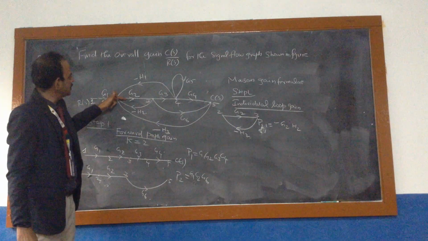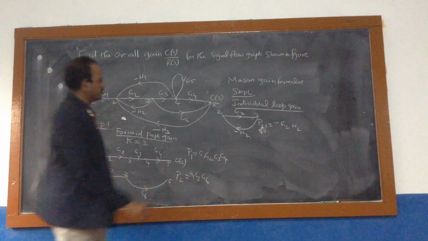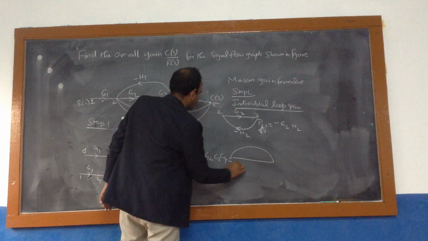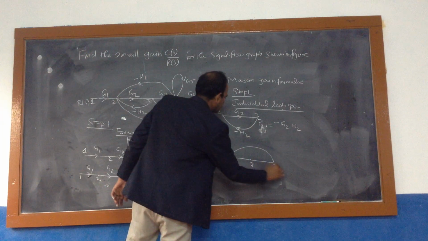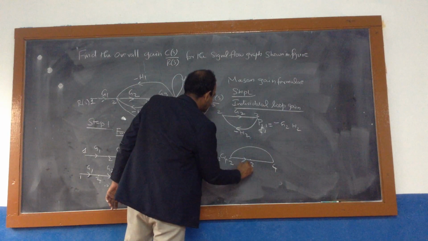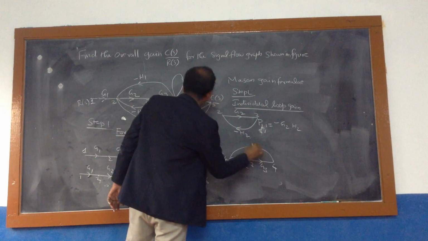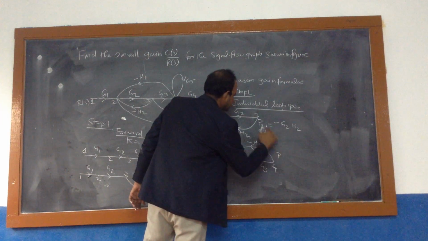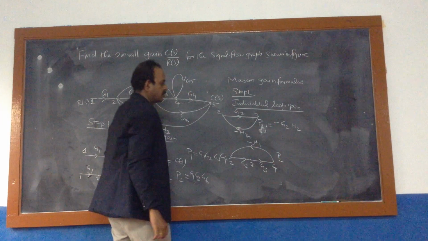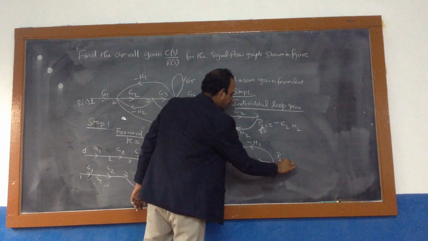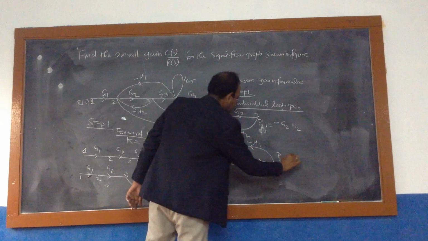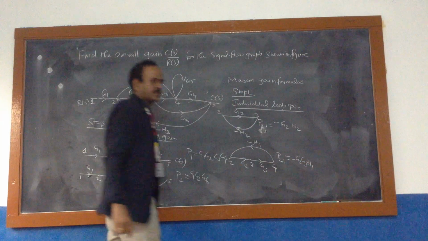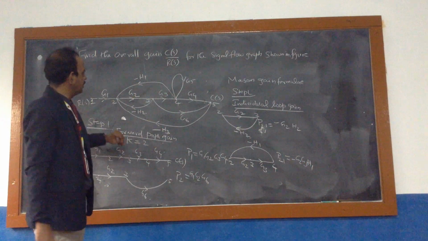Second individual loop, just draw this: G2, G3 minus H1. So the nodes are 2, 3 and the fourth node. So 2 to 3, G2, G3 and this is minus H1. So this is the second individual loop, that will be P2, and the individual loop I am going to mention by 1. Just multiply the gain: minus of G2, G3, H1.